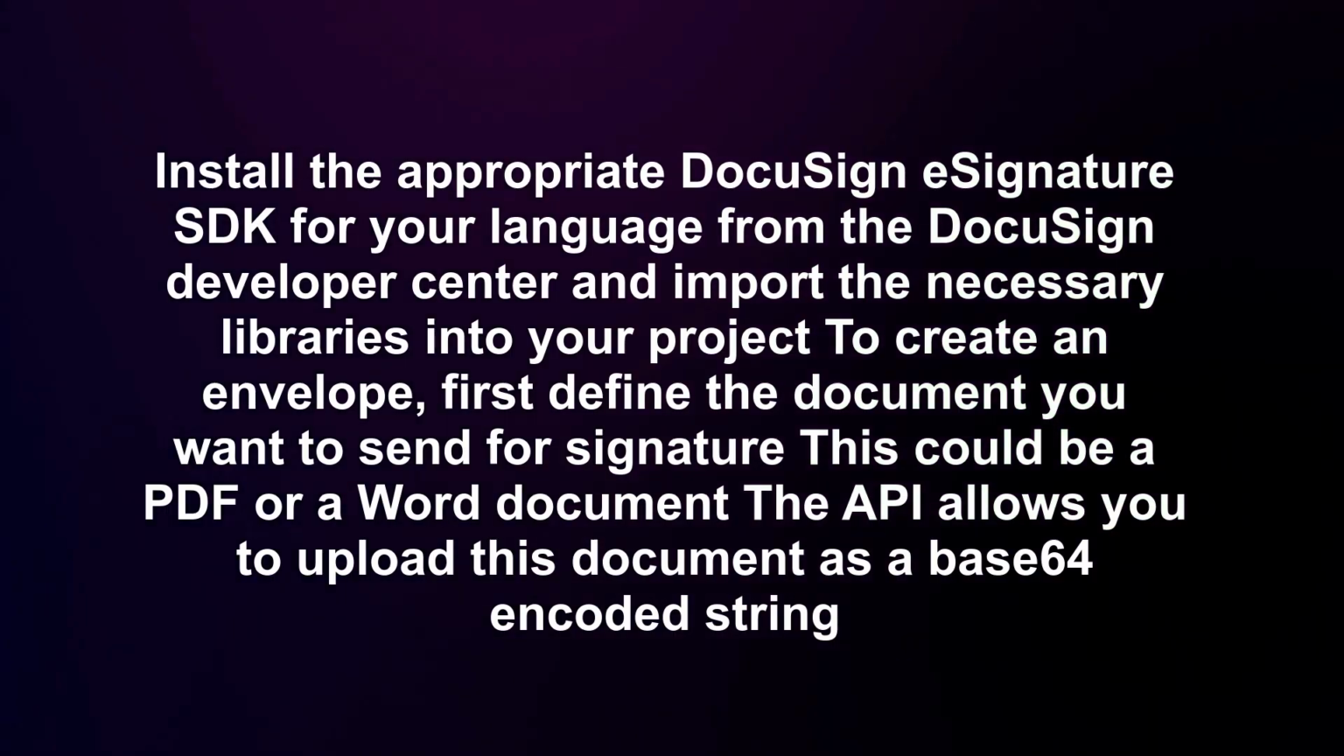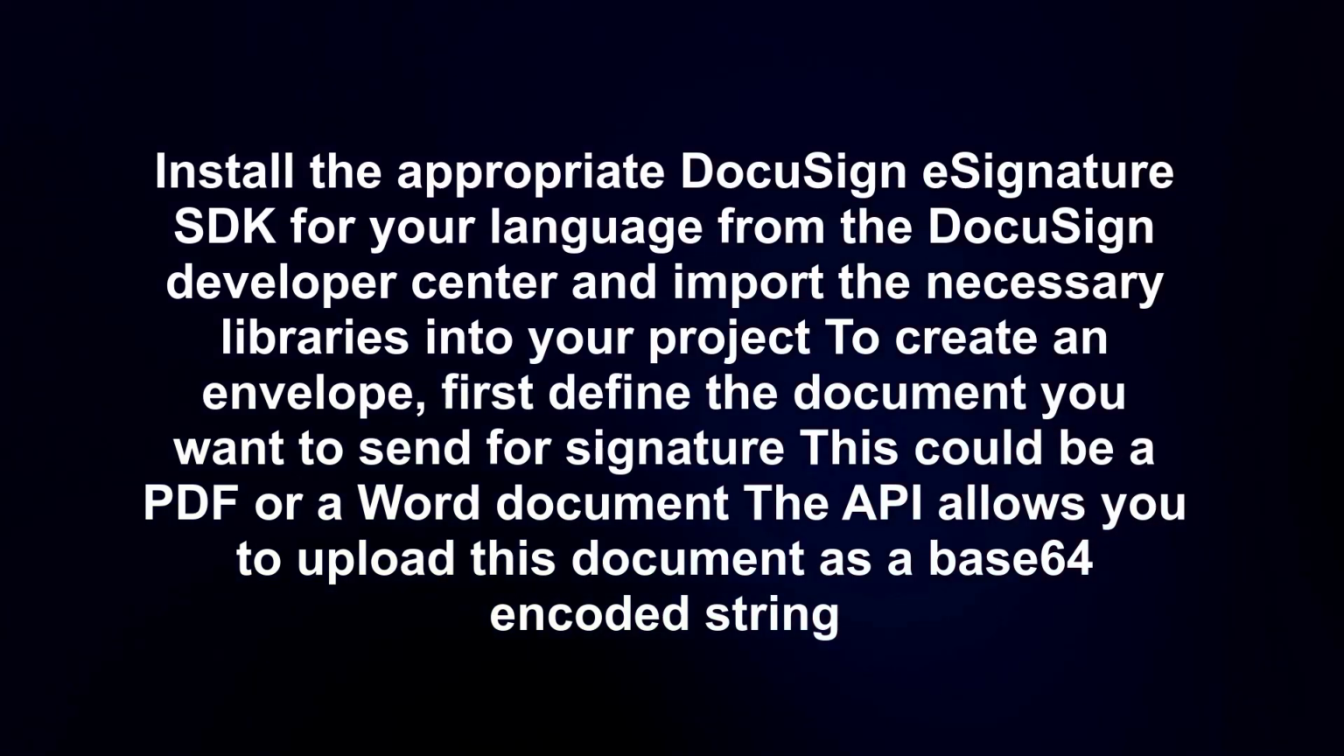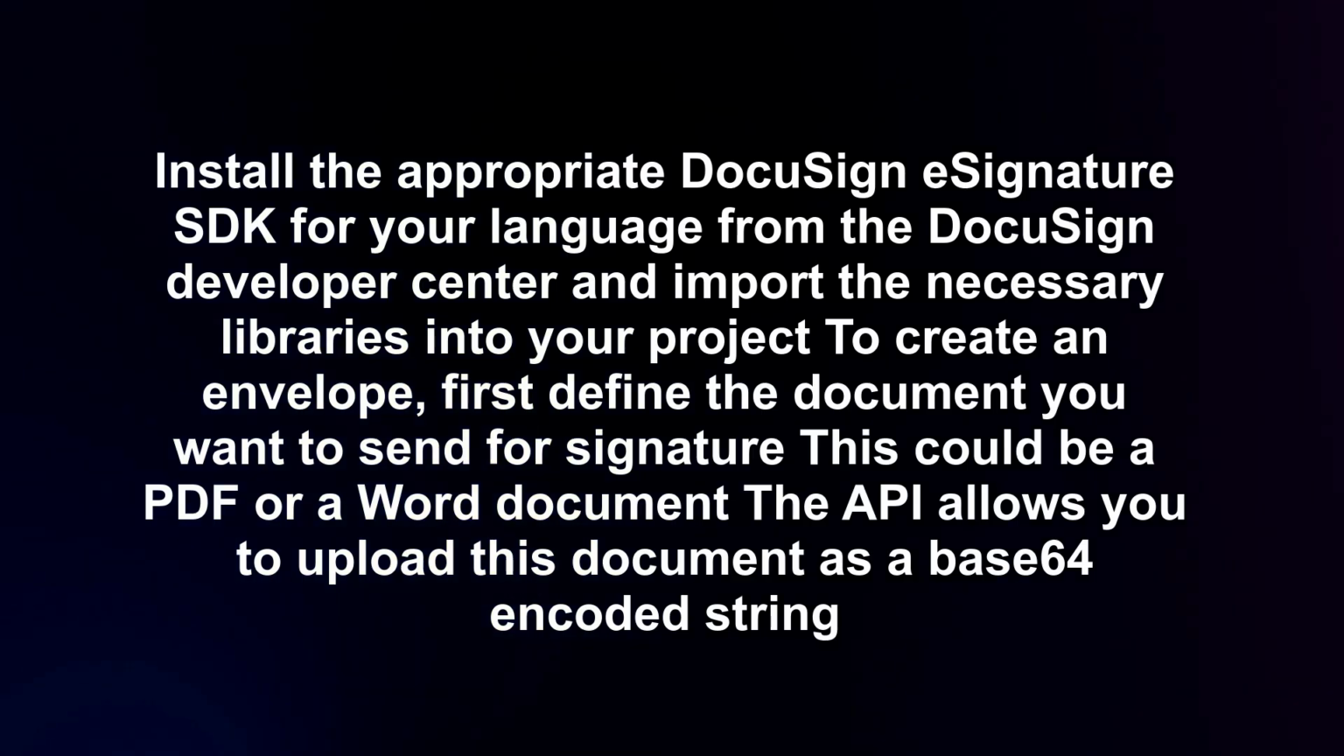First, define the document you want to send for signature. This could be a PDF or a Word document. The API allows you to upload this document as a base64 encoded string.